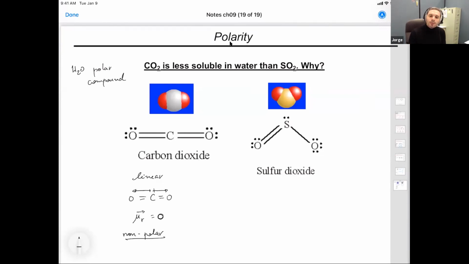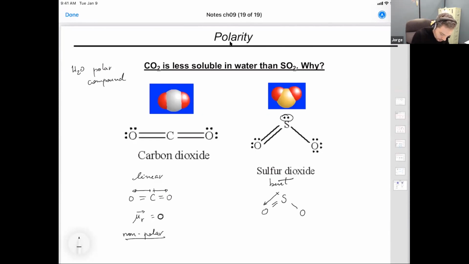What's the difference when we move on to SO2? SO2 now has a non-bonding pair at the sulfur, and that will change everything. Now for SO2, we have a bent molecular geometry. So now the oxygen atoms are not in the same direction. We bent the molecule because of the presence of this non-bonding pair.